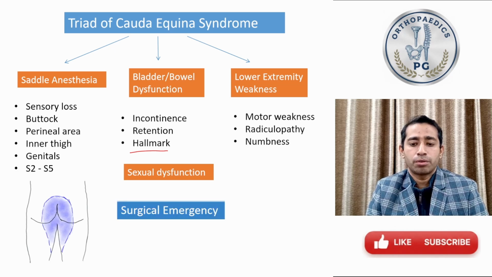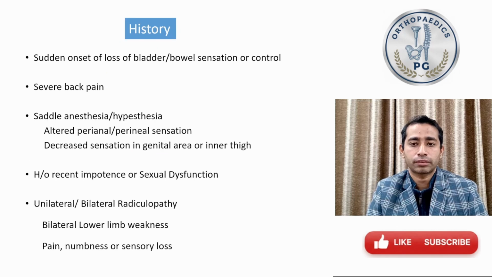It is very important to diagnose Cauda equina syndrome because it is a surgical emergency and an early surgery is crucial for neurological recovery. The classical history in Cauda equina syndrome is the sudden onset of loss of bladder or bowel sensation or control with severe back pain. The other features are saddle anesthesia or hypoesthesia. History of recent impotence or sexual dysfunction should alert the clinician to the possibility of a Cauda equina syndrome.